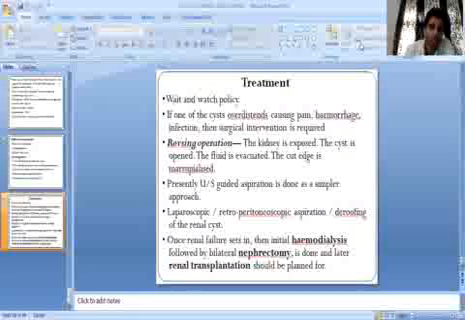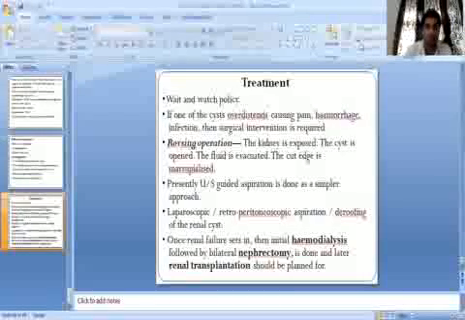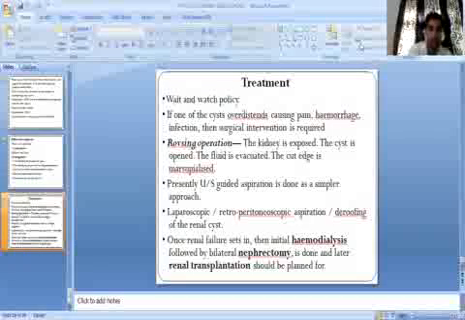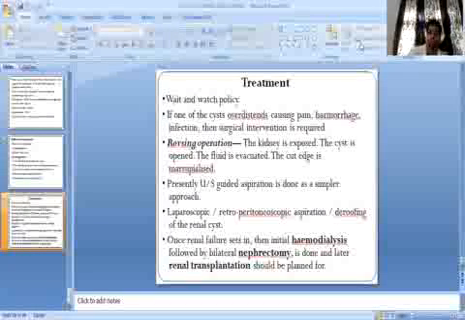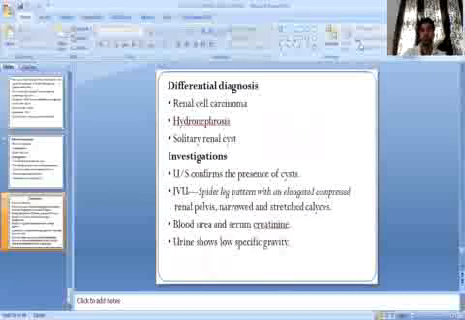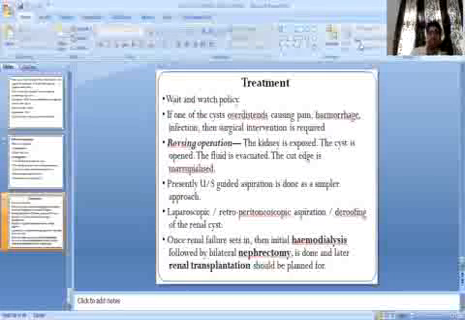Once renal failure sets in, initial hemodialysis followed by bilateral nephrectomy is done, and later renal transplantation should be planned. So students, this is all about polycystic kidney disease: clinical features, diagnostic tools, differential diagnosis, and treatments.